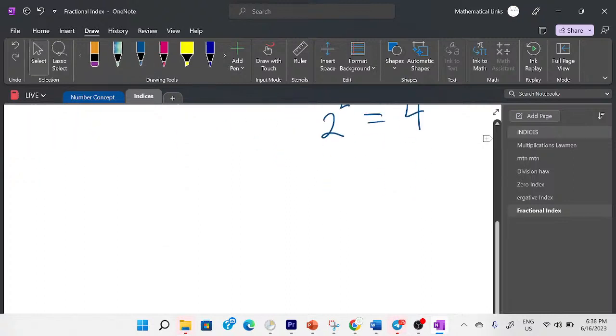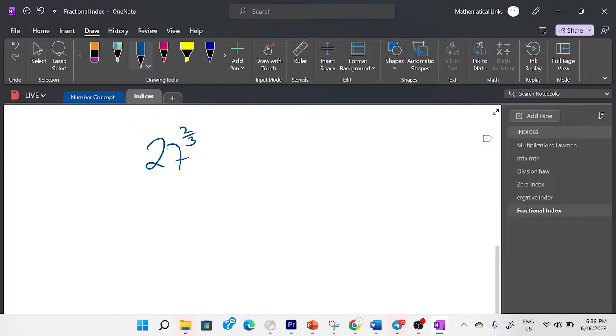So let's look into another one. Let's say you have 27 to the power of 2 out of 3. So as it is obvious that the power is a fraction, that implies that we have fractional index. And anytime you have a fractional index, you draw your root like this. Then the denominator should be here. Okay, then you have 27 to the power of 2 left.